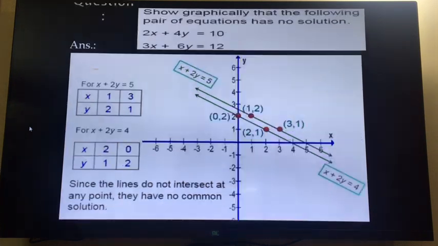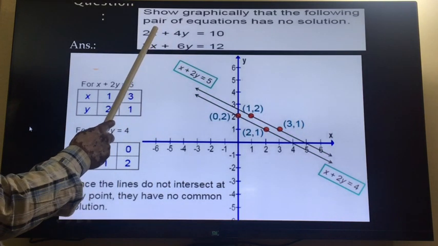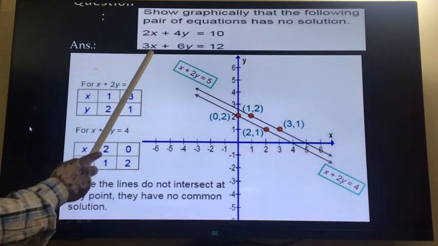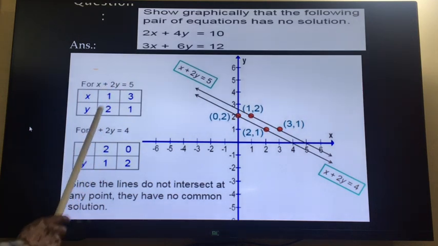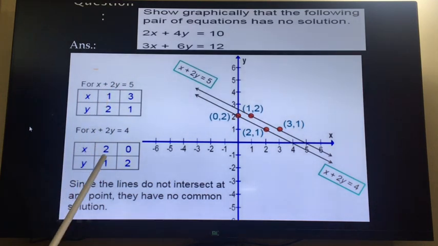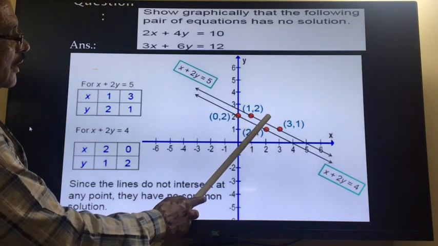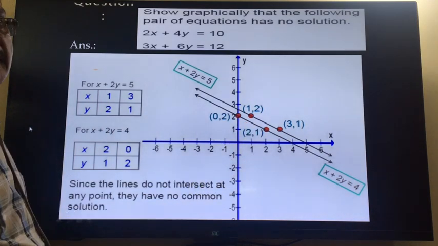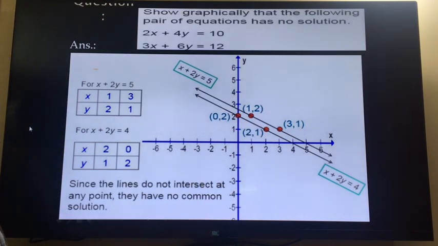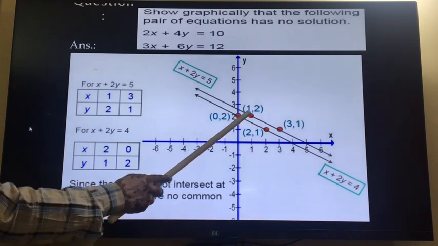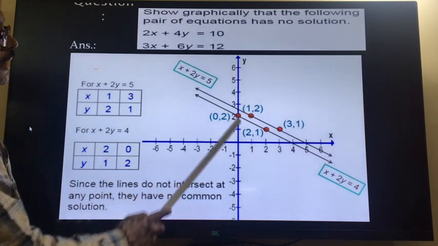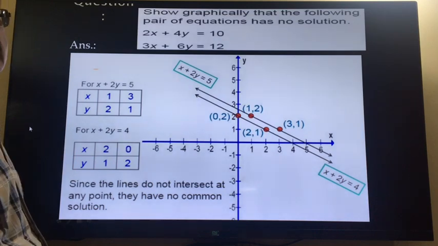Now the second example, for parallel lines. These are the two equations. For both the equations, you will arrange the table for solutions, and after that you can plot them, and you will observe both the lines are parallel, right? Then you will say the lines are parallel, so they have no solution, and the system is inconsistent.